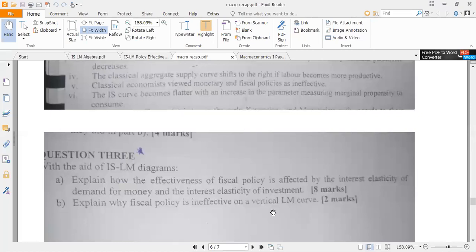Okay, when the LM curve is vertical, that is the case under those old people, that liquidity trap thing, the LM curve is perfectly vertical. So if you increase government spending, the interest rate will increase indefinitely, which means that the investment will fall indefinitely until the fall in investment will be exactly the same as the increase in government spending. So there will be no change in the Y at all. That is why when the LM curve is vertical, fiscal policy is totally ineffective. Okay.